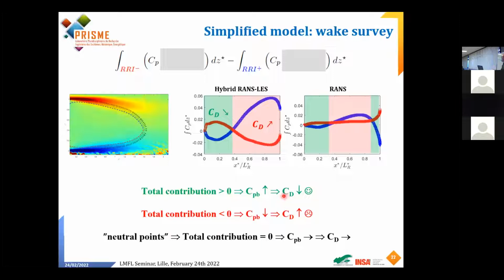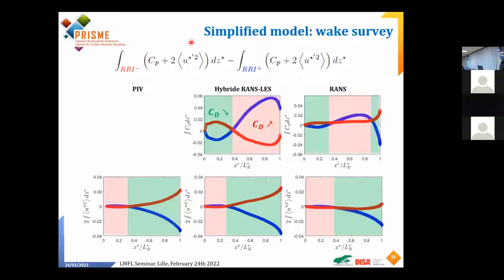Okay, so taking this in mind, we can see that there is a huge difference between this hybrid Reynolds LES approach and this Reynolds approach, because here we have the pressure that will have, at the end of the day, a negative effect on the drag. Whereas if you look to this one, it tells you that at the end of the day, the pressure will decrease the drag. So completely wrong.